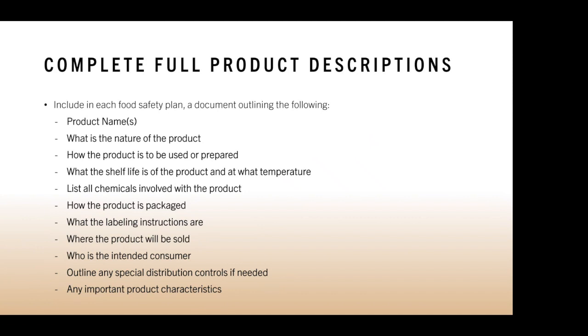If there are any specific distribution controls for the product, list those out. So examples of this would be to keep the product refrigerated or frozen. And finally, identify any important product characteristics that have not been identified at this time. Examples of this would be listing out a specific water activity that jerky is dehydrated to.